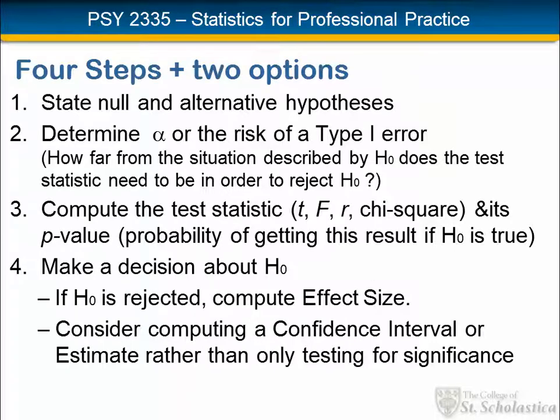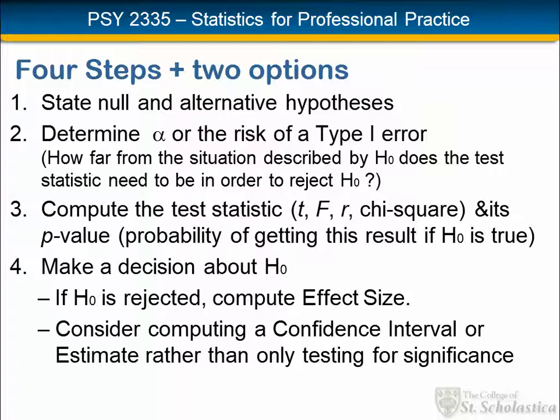In general, all of our hypothesis tests have 4 steps. In the first step, we state the null hypothesis, which is the situation that we would expect to have if our independent variable or our grouping variable did not have an effect. And then we state one or sometimes more alternative hypotheses.